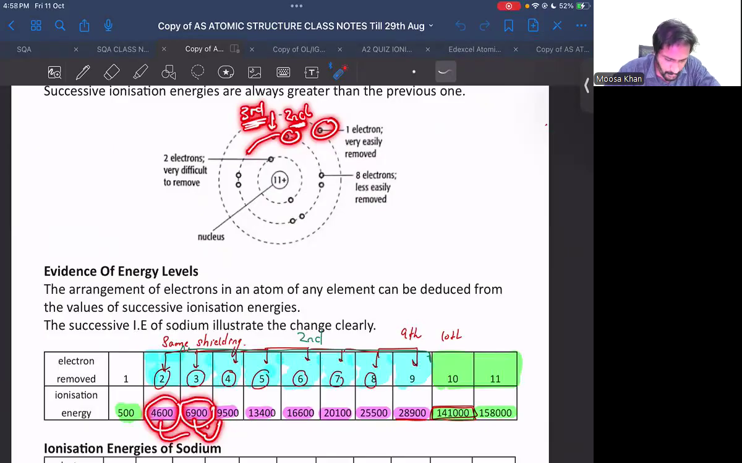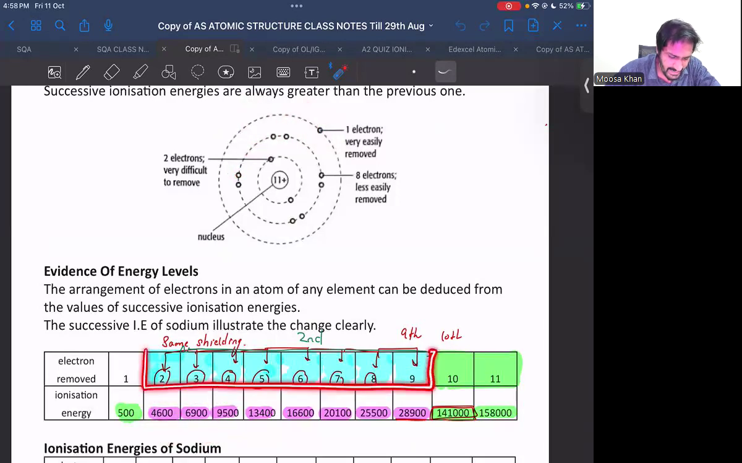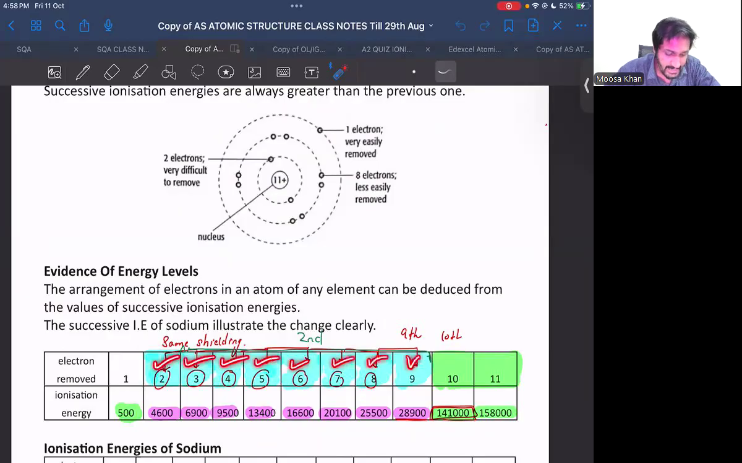Now, if you see the fourth electron, there is an increase, but not a big jump, because the fourth electron is also in the second shell. If you keep removing the electrons one after the other, all of these electrons that have been highlighted in the blue color are being removed from the same shell. But this second shell has 8 electrons. Once you have removed all these 8 electrons, 1, 2, 3, 4, 5, 6, 7, 8.